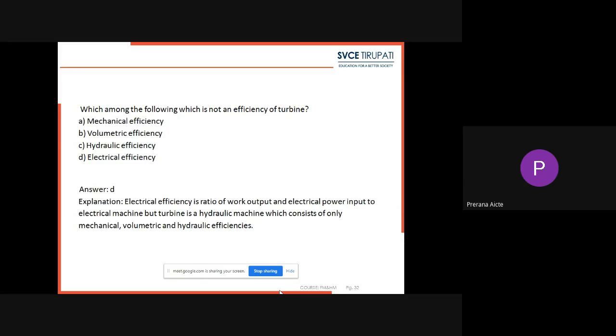So using mechanical efficiency and hydraulic efficiency we can calculate the overall efficiency, but we don't have electrical efficiency. Electrical efficiency is the ratio of work output and electrical power input to an electrical machine. But a turbine is a hydraulic machine which consists of only mechanical, volumetric and hydraulic efficiencies.